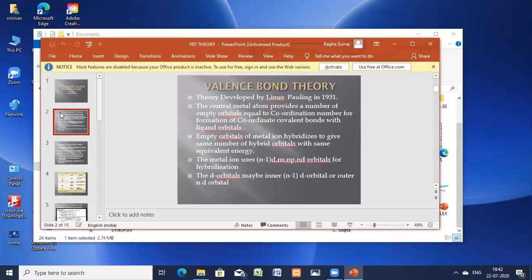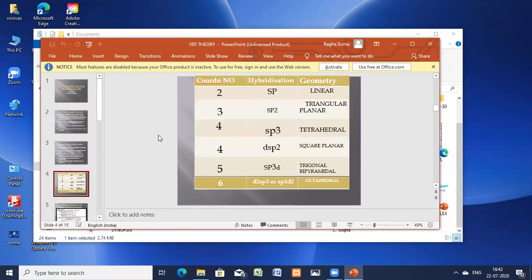So valence bond theory was developed by Linus Pauling and the postulates were discussed in the previous session. According to the hybridization, we have seen the geometry of the complexes. Now, I'm going to look at the square planar complexes. If the coordination number is 4, then that can be dsp2 or sp2d hybridization, and the geometry will be square planar. For these complexes and for the octahedral complexes, we'll see how the valence bond theory explains the structure.